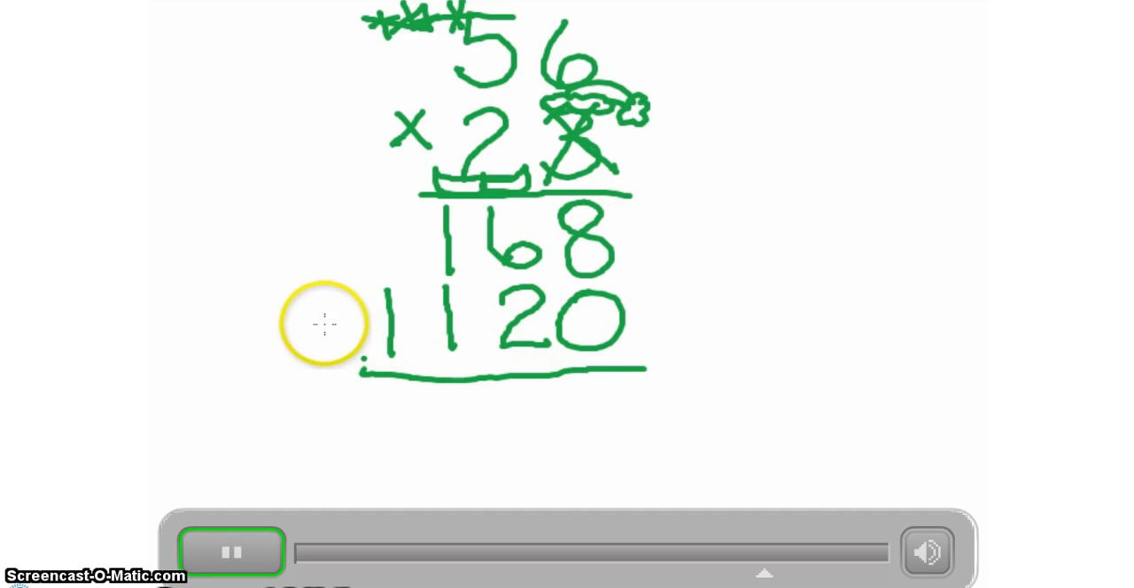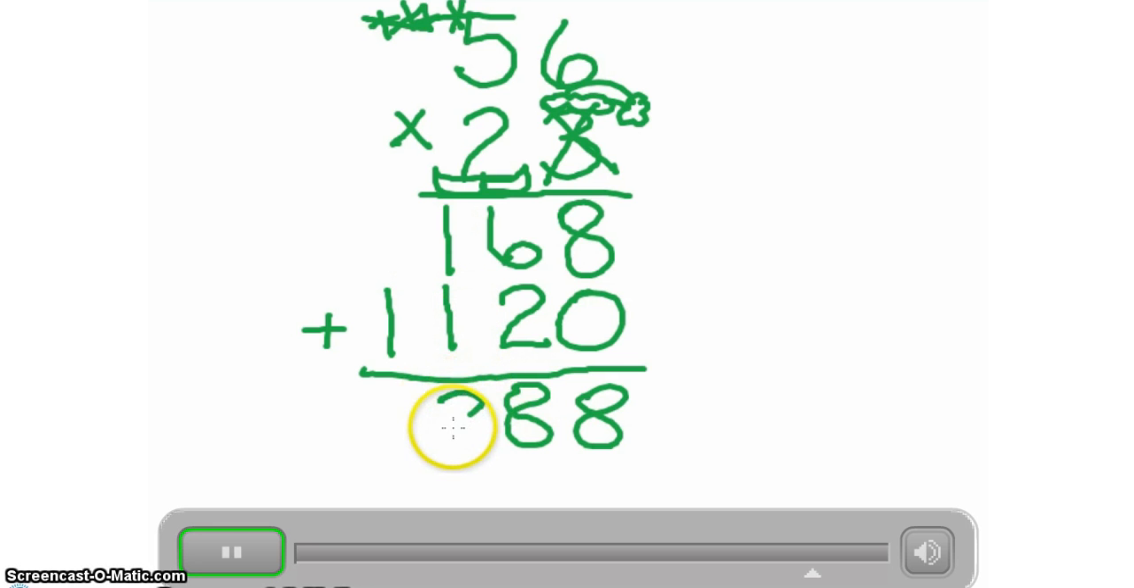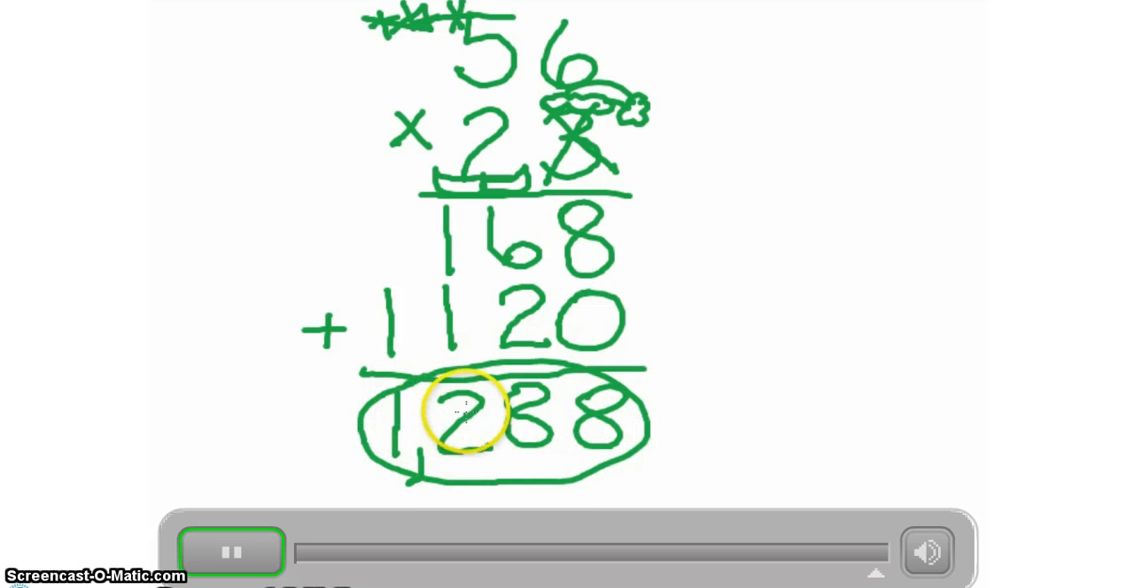So, once they've both gone to both houses, we're going to add the numbers we got up. 8 plus 0 is 8. 6 plus 2 is also 8. 1 plus 1 is 2. This 1 has nothing above it, so we're going to bring it down. Add our comma. So 56 times 23 is 1,288.